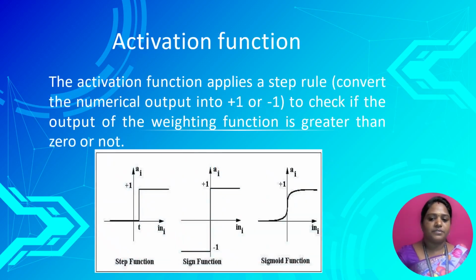The next one is the activation function. The activation function applies the step rule. There are three functions used as activation functions: the step function, the sign function, and the sigmoid function. Whichever it is, the perceptron only produces output based on binary classification, whether it is true or false. So the output value is checked whether it is greater than 0 or not, and the output of the weighting function is less than 0 or greater than 0. Based on it, the result is produced.